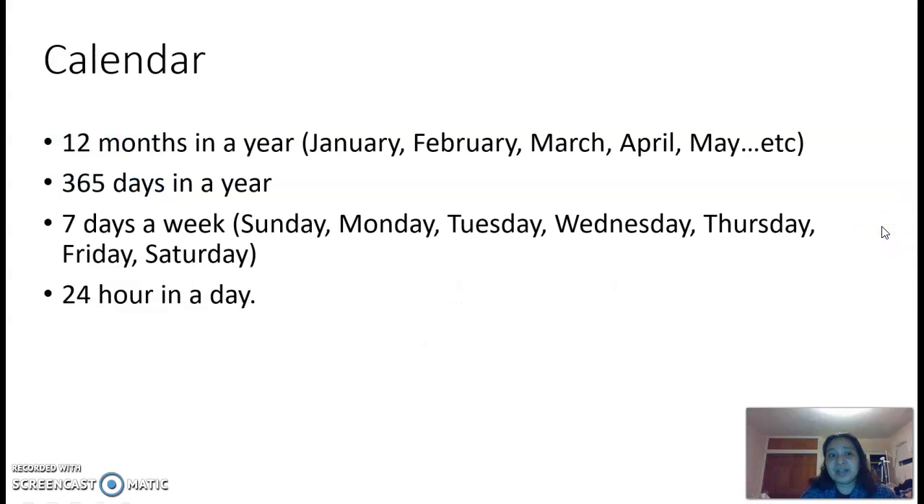And then calendar. We already talked about there being 12 months in a year: January, February, March, April, May, June, July, August, September, October, November, December, and then go back to January. So there are 12 months in a year, and there are 365 days in a year. And there are 7 days a week, starting Sunday, Monday, Tuesday, Wednesday, Thursday, Friday, Saturday, and it goes back. So you have 7 days a week.